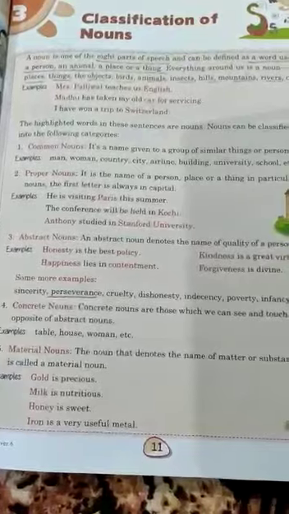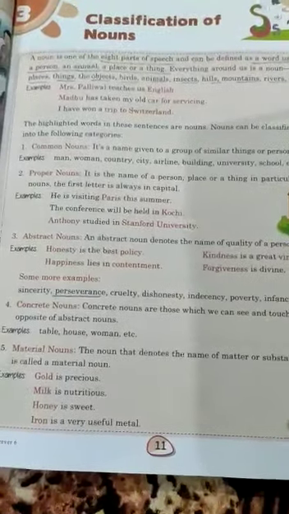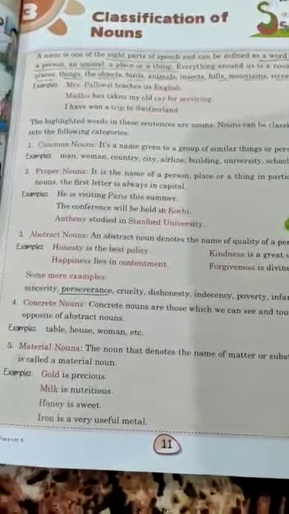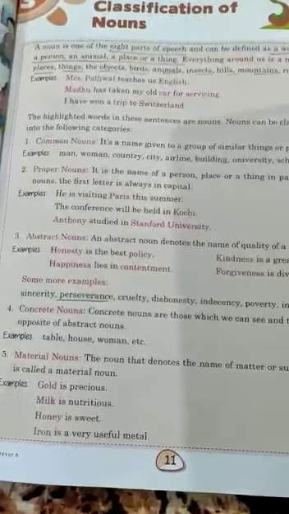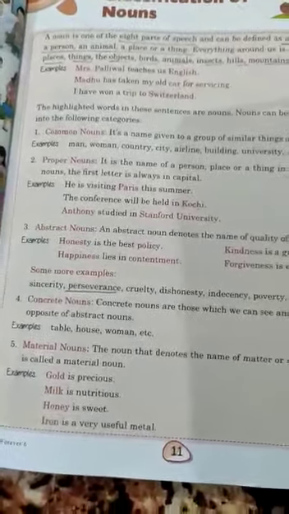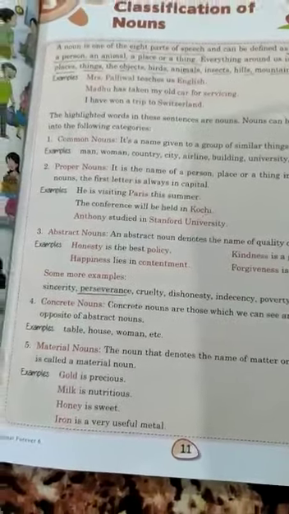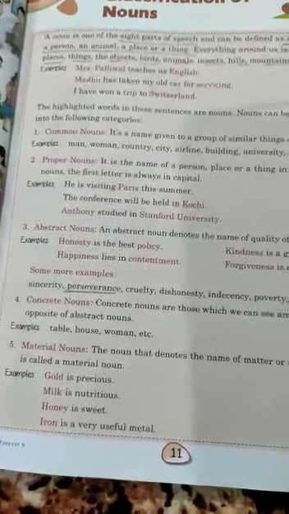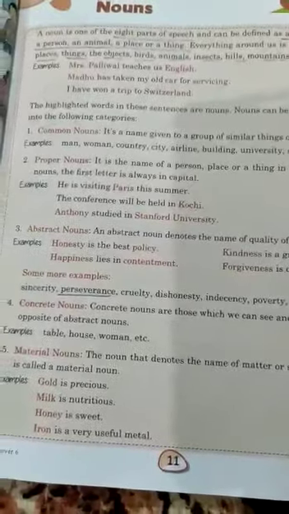Okay, so concrete nouns are nouns we can see and touch. So they are just the opposite of abstract nouns. For example, table, house, woman, etc. We can touch a table, we can see it also. So it will fall under the category of concrete nouns.